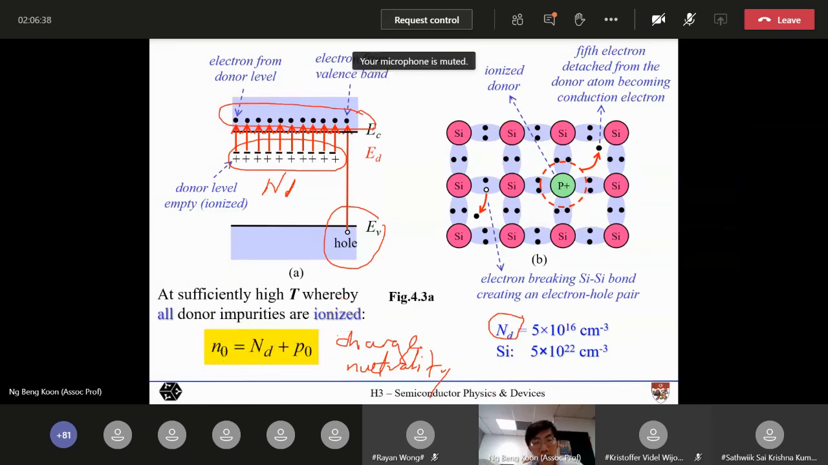So do keep this equation in mind, because later on we're going to use this equation to do some analysis and work out the concentration of N0, P0, and other quantities in the semiconductor.